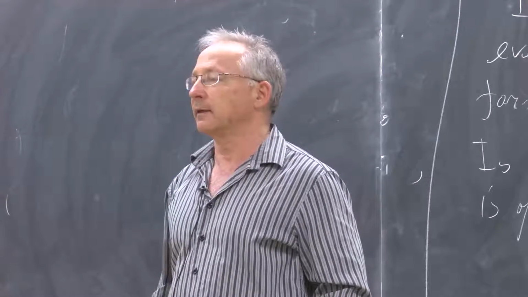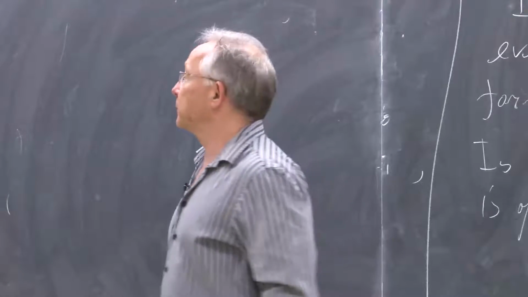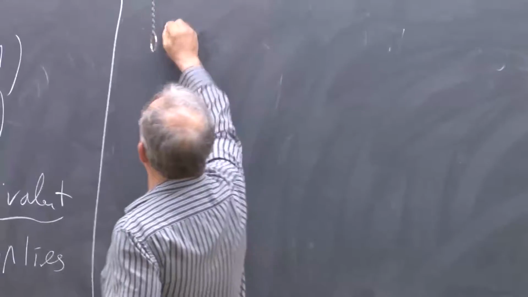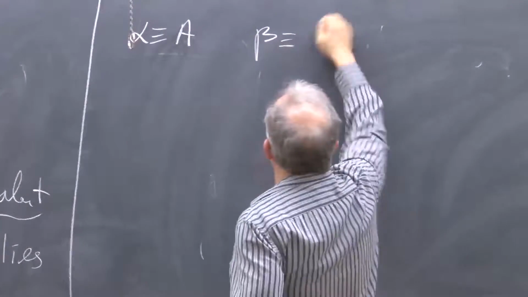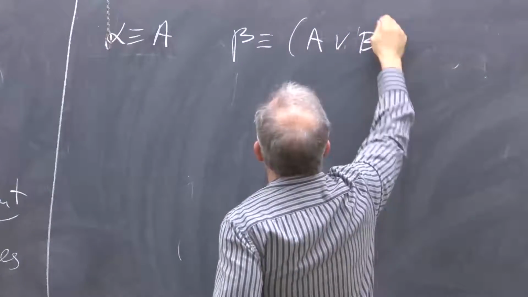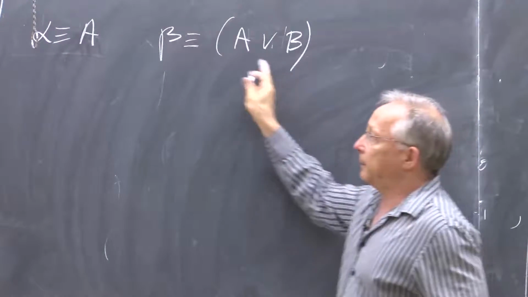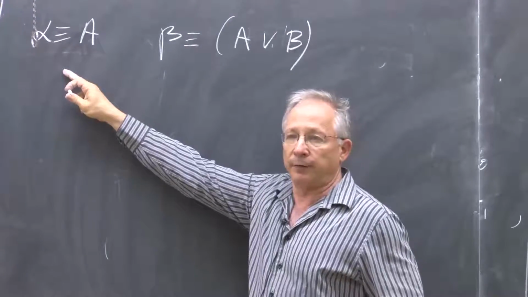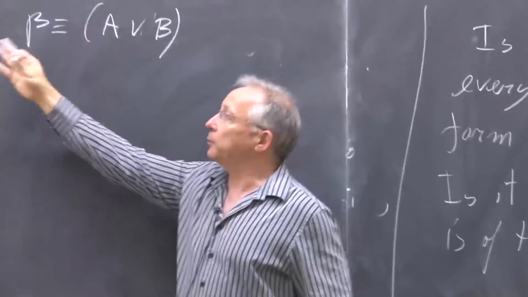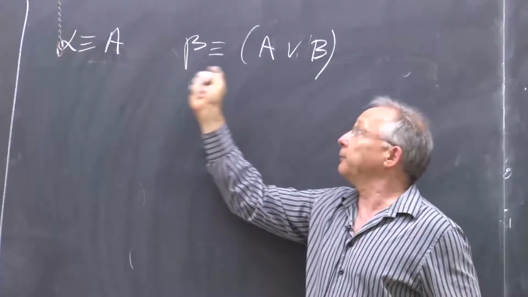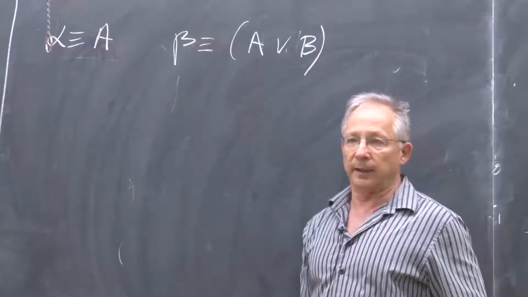Yes? Alpha is just A, beta is A or B. Right. So I can take alpha to be A and beta to be A or B. Now I claim that alpha logically implies beta, but beta does not logically imply alpha, because we do have an assignment that makes this one true and this one false. That's the assignment that has false here and true here. Right?